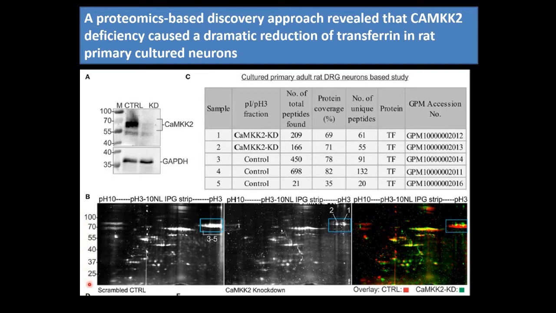The two-dimensionally separated proteins appear as distinct spots in the SDS polyacrylamide gel, which are visualized by fluorescent staining. As you can see, a 75 kilodalton protein was found to be dramatically different in its appearance when compared between the control and the CAMKK2 knockdown neurons. Subsequently, this spot was excised from the gel and digested by proteolytic digestion, followed by mass spectrometry, which identified this differentially abundant protein as transferrin.